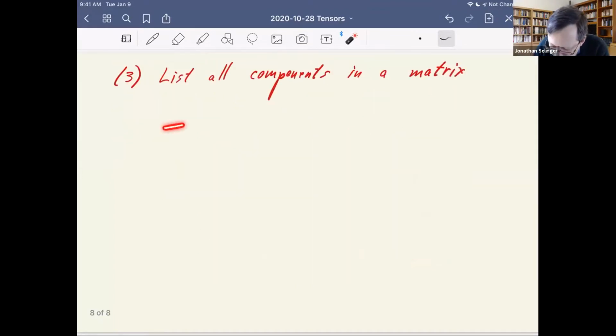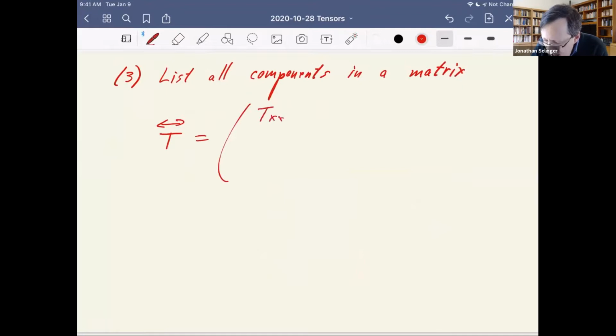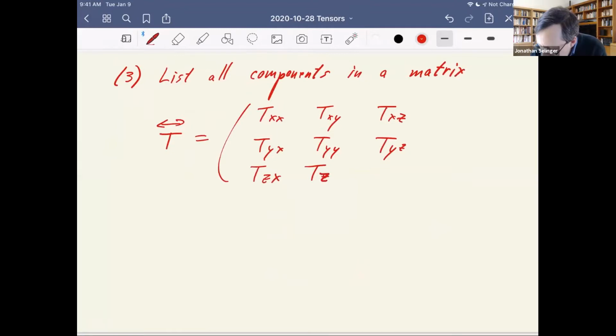Okay, so I could say the abstract tensor T is Txx, Txy, Txz, Tyx, Tyy, Tyz, Tzx, Tzy, Tzz. Okay, so this is also a possibility, right? So a matrix to write out those 9 numbers.